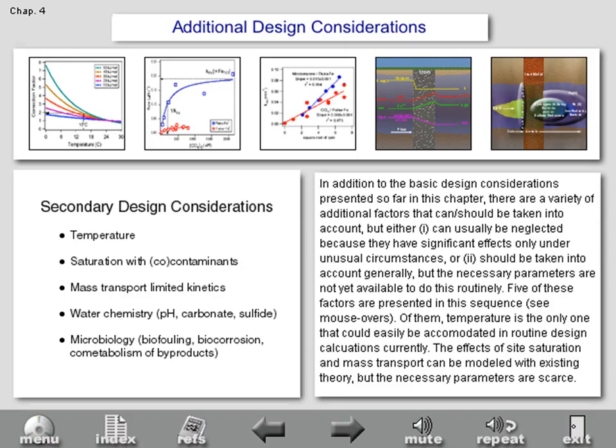In addition to the primary design considerations just discussed, there are a host of secondary considerations that may need to be considered. Five of the most important are summarized here.